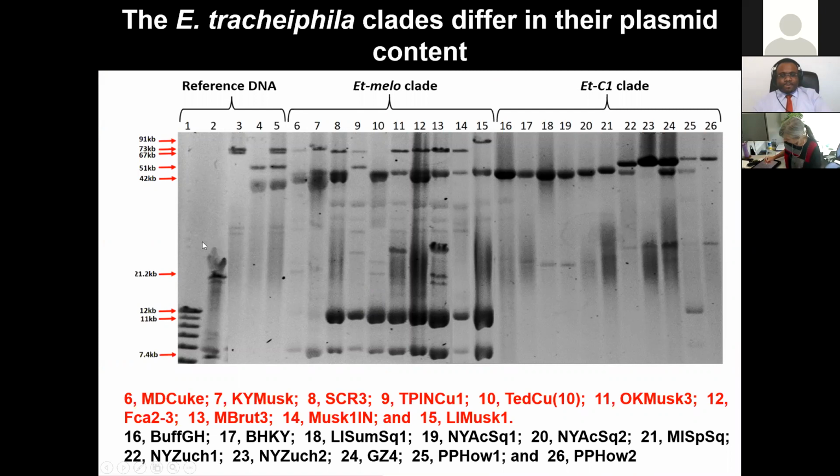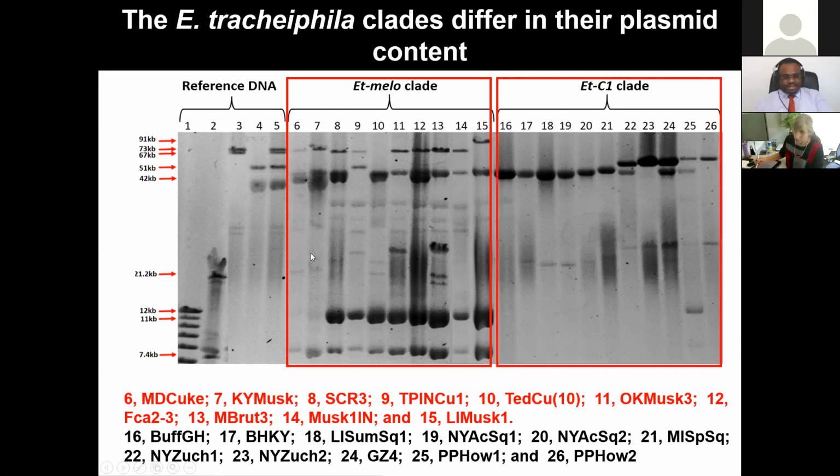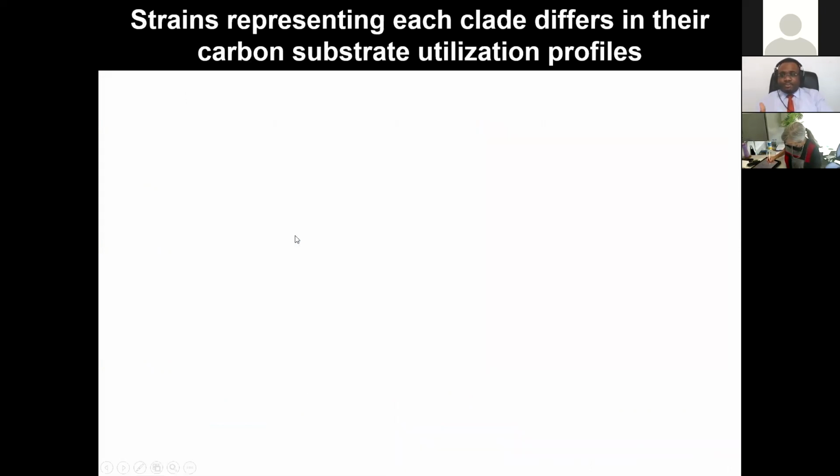When we looked at the differences between the plasmid content of these strains, what we found was that most of the melon strains had multiple large plasmids, which are about 40 kb, and also medium plasmids between 10 to 40 kb, and also some smaller plasmids. In contrast, the squash strains generally contained just 2 to 3 plasmids. So again, this was a major difference between these two strains.